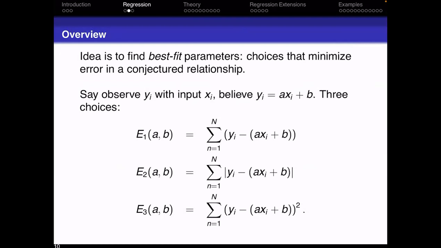So given a value of xi, I predict I should have axi plus b. And so what I want to do is compare what I observe, yi, with what I predict. And here are 3 different ways of comparing. I can just look at the difference, I can look at the absolute value of the difference, or I could look at the square of the difference. One of these is right out.